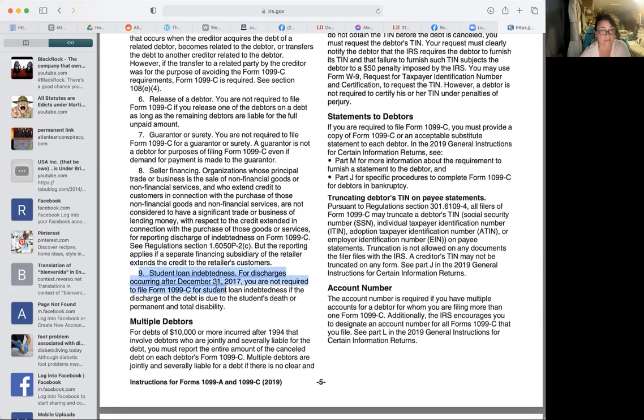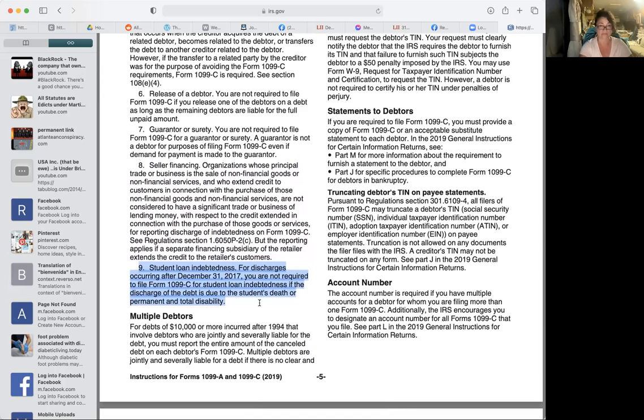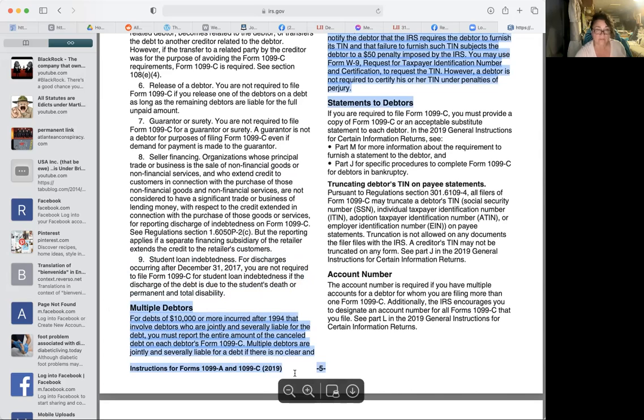For discharges occurring after December 31st, 2017, you are not required to file Form 1099-C for student loan indebtedness if the discharge of the debt is due to the student's death or permanent and total disability. Okay. Whatever.